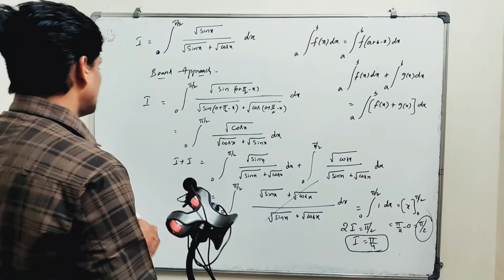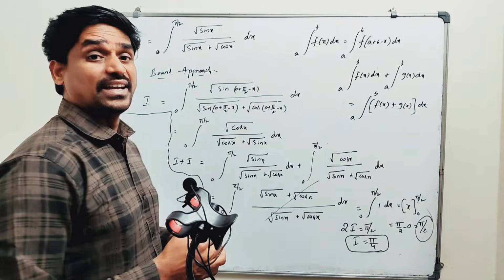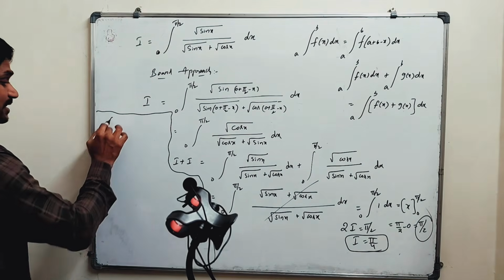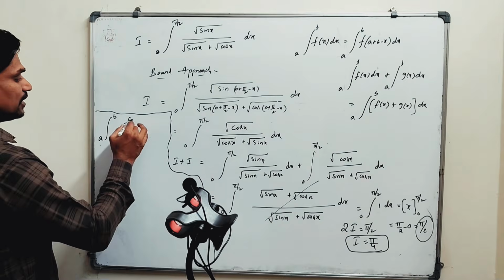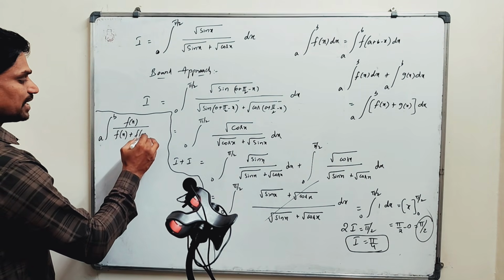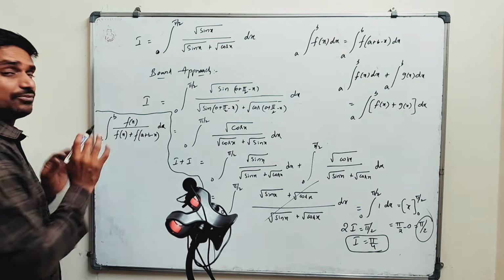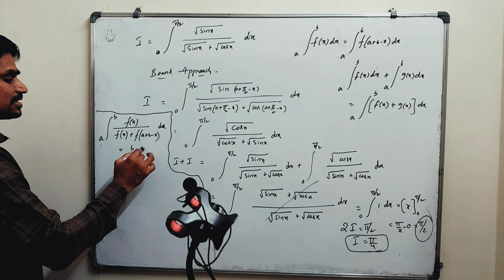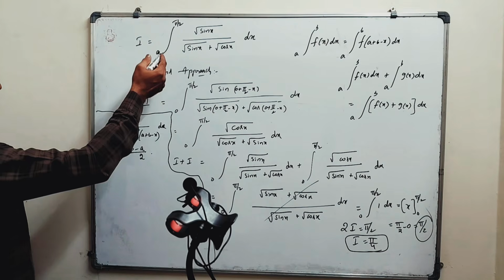So now let's solve this in just 5 seconds. Any integral in the form integral a to b f of x by (f of x plus f of (a plus b minus x)) dx, if any integral is in this form, then the answer directly would be (b minus a) by 2. So now this is the value, right?